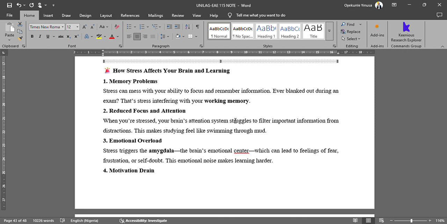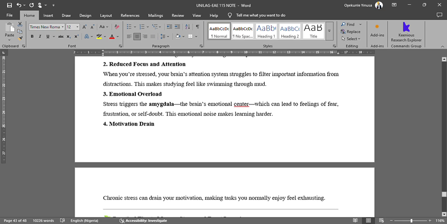Emotional overload. Don't be too emotionally overloaded. Don't carry everything; the world is not going to end. Don't say this assignment, this course wants to kill you. If you carry everything, it will affect you. It will bring about emotional overload.